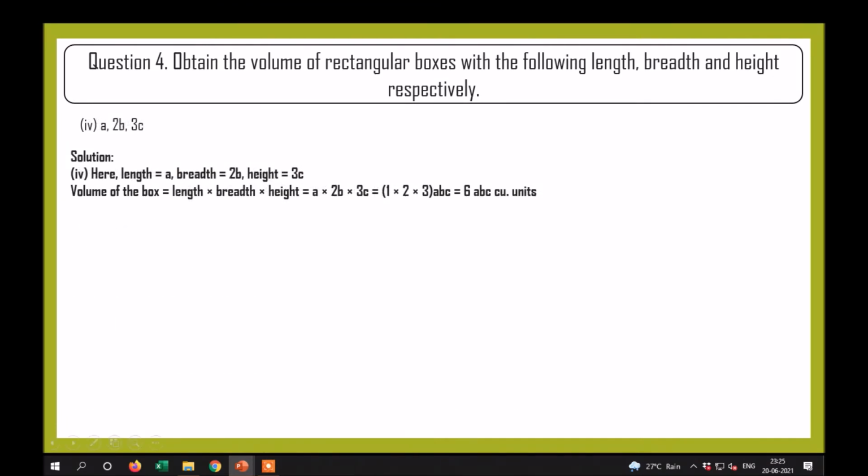Next, a, 2b, 3c. Length is a, breadth is 2b, height is 3c. Volume of the box is length into breadth into height. So it is a into 2b into 3c. So the answer is 6abc cubic units.